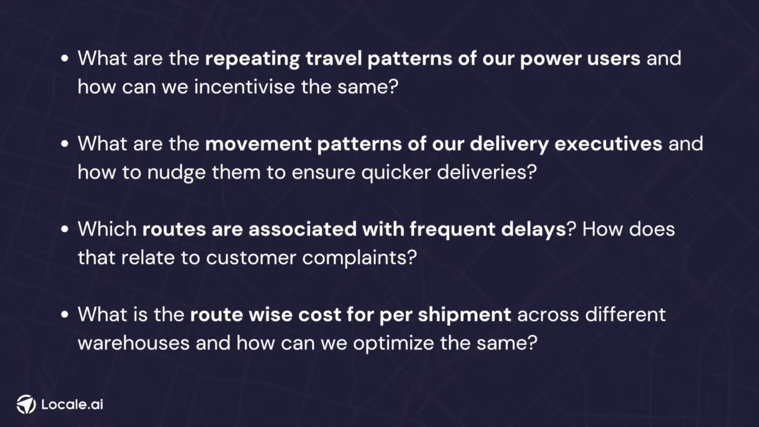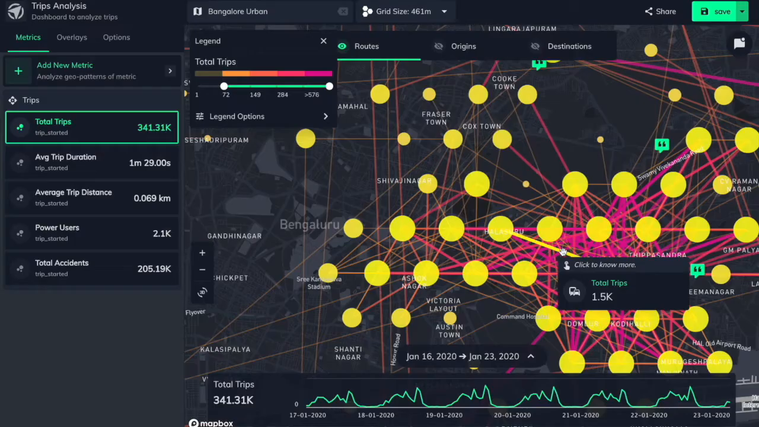By the end of this video, you will be able to answer questions like, what are the movement patterns of your delivery executives and how can you nudge them to ensure quicker deliveries? What are the repeating travel patterns of your power users and how can we incentivize the same? Which routes are associated with frequent delays and how does that relate to customer complaints? What is the route-wise cost per shipment across different areas or warehouses and how can you optimize for the same? And so on.